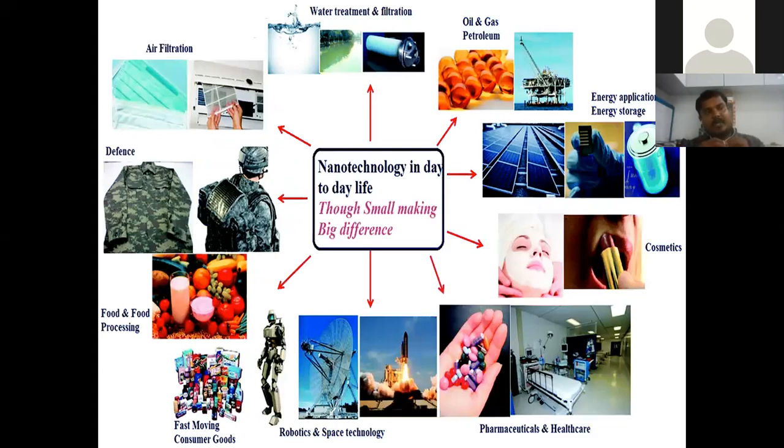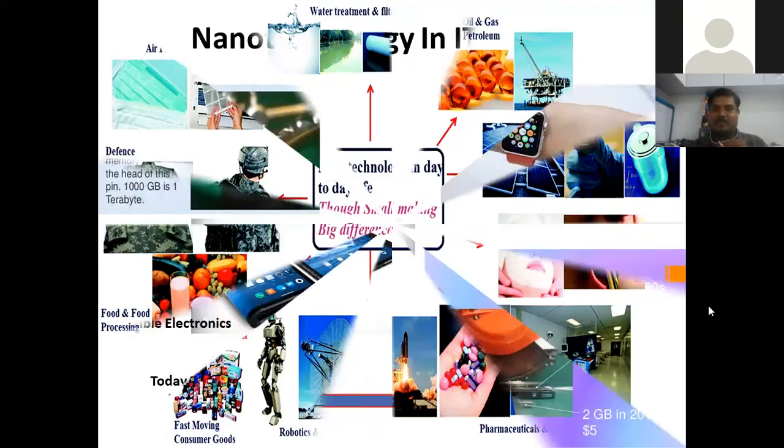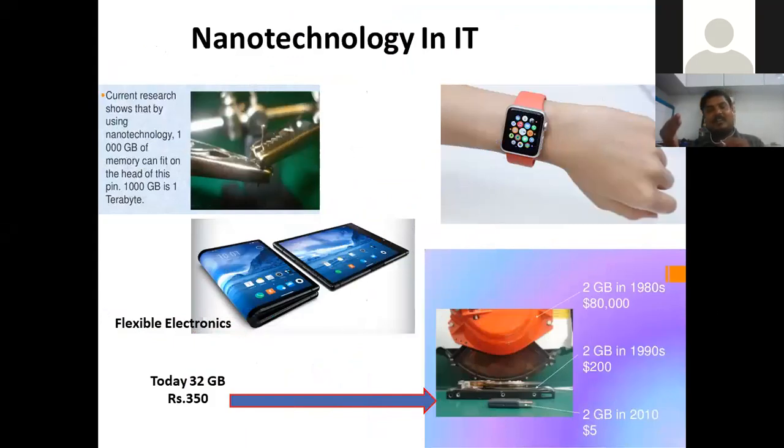Nanotechnology developed based on microscope developments. Nanotechnology is used in many applications like defense, air filtration, food, fast moving consumer goods, robotics, space technology, pharmaceuticals, healthcare, energy applications, and cosmetics also. When I say cosmetics, many people are interested in what the applications in cosmetics are, I think. Anyway, in all those fields, nanotechnology has applications.